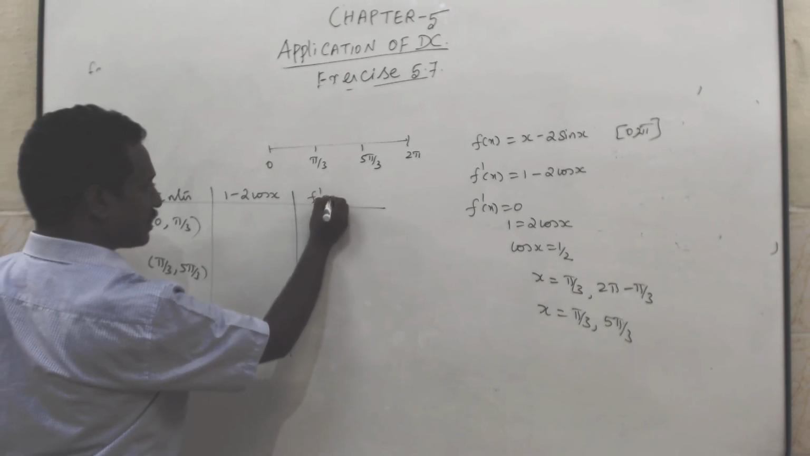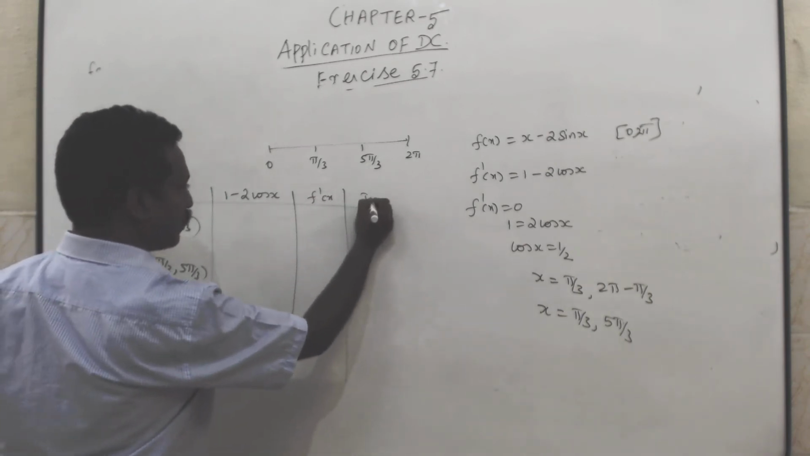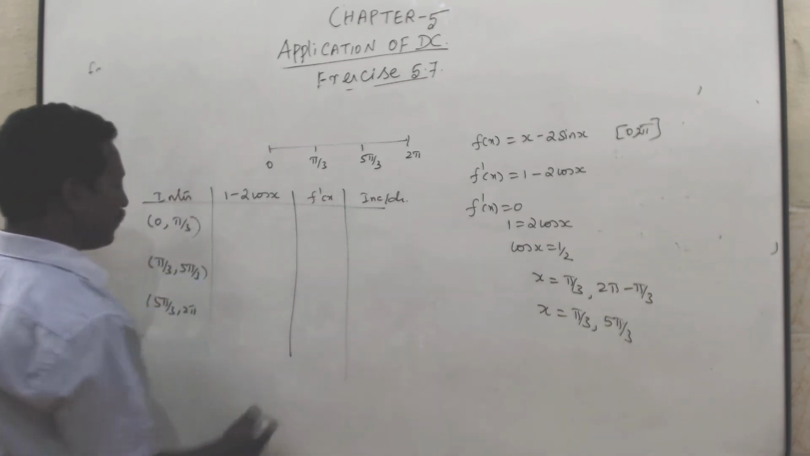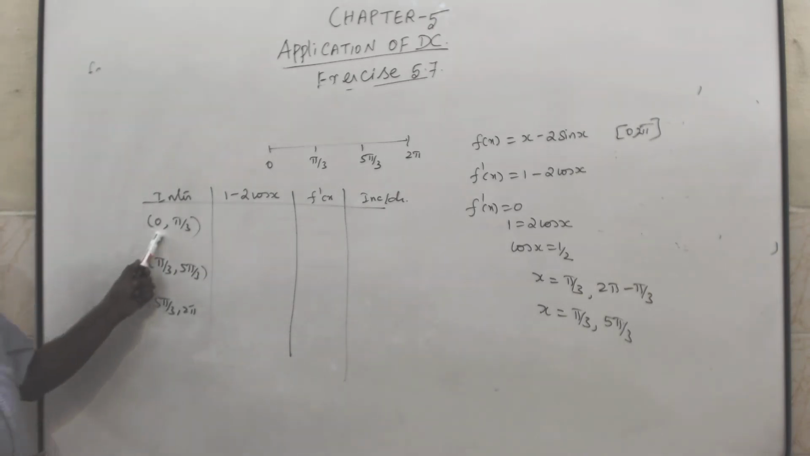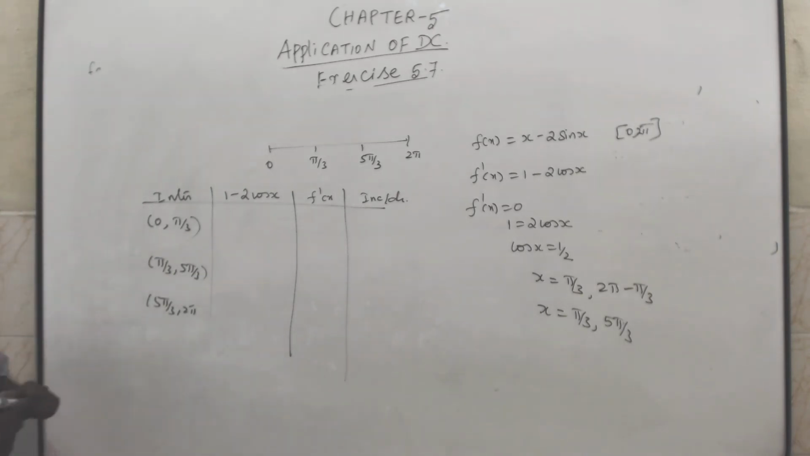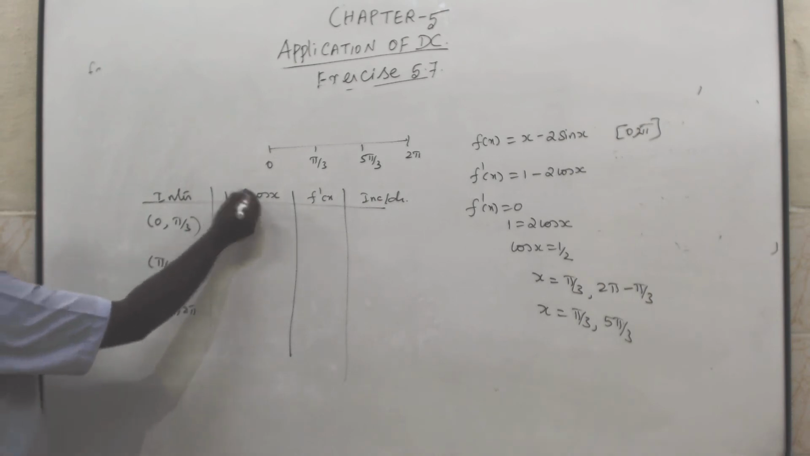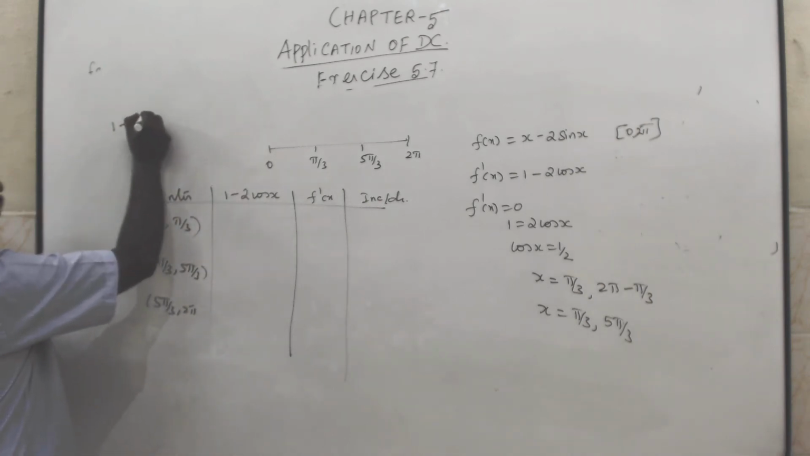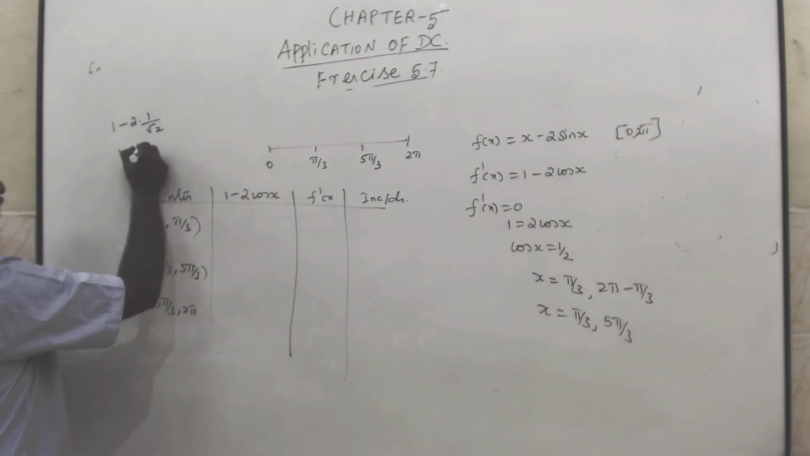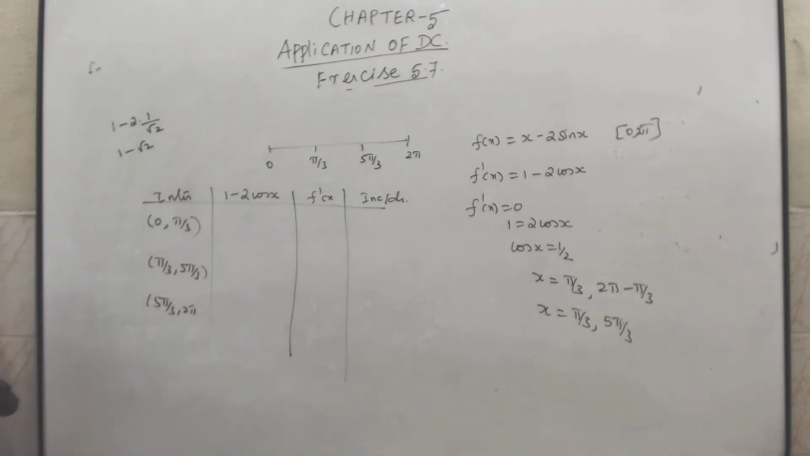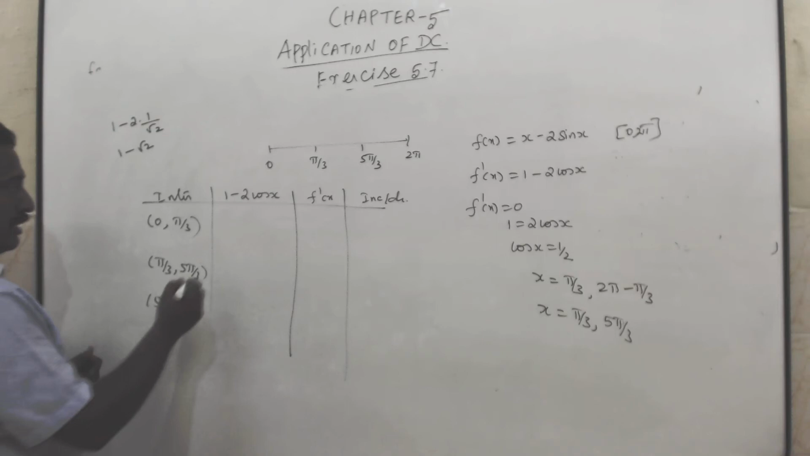f dash of x, increasing or decreasing. 0 comma pi by 3, suppose I consider pi by 4. Cos pi by 4 is 1 by root 2. 1 minus 2 into 1 by root 2, that is 1 minus root 2. Root 2 is 1.414, so 1 minus 1.414 is negative.